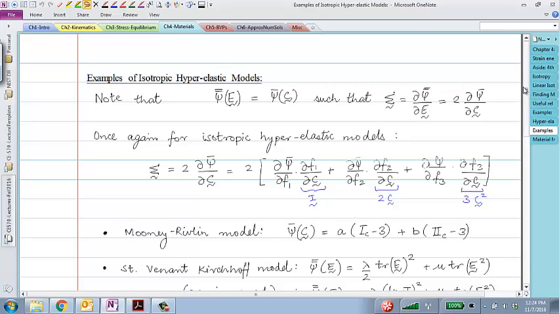Next time, we'll come back and start chapter 5, where we'll actually solve more interesting problems in mechanics rather than just uniform state of stress, plane strain, plane stress, and look at what problems can be solved.